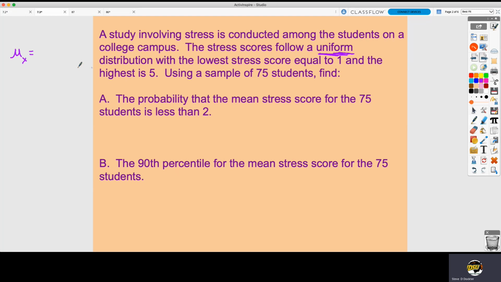For this, to find that average, we go a plus b over 2. What do you think our a and our b values are here? 1 and 5. It's going from the lowest to the highest, and then we've got to divide it by 2. So our mu here is 3. Okay, we're going to need to know that one.